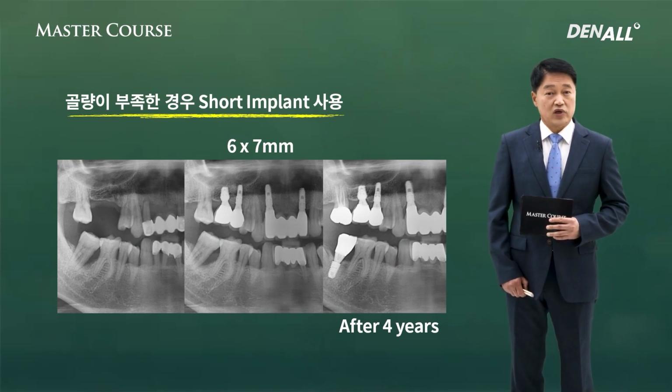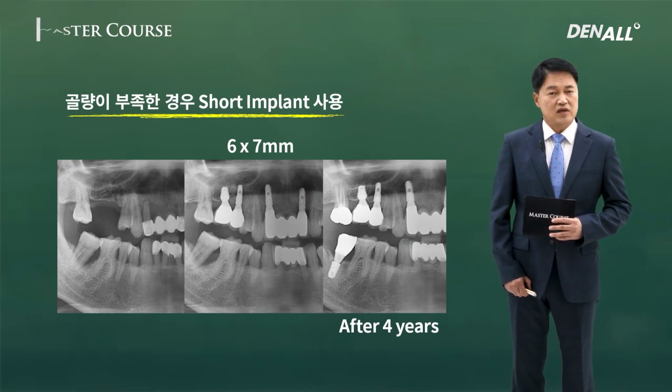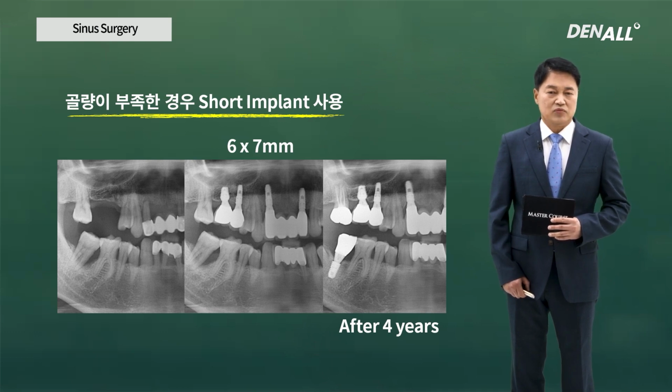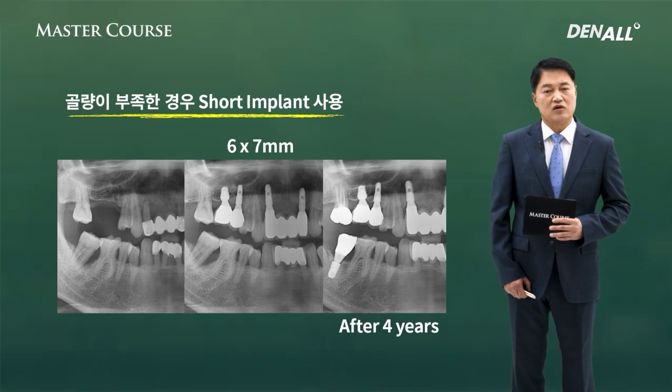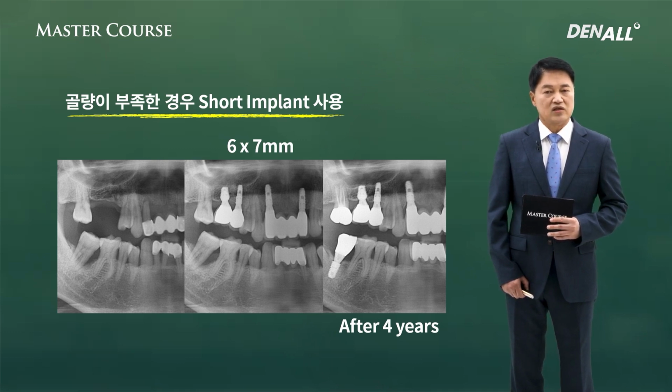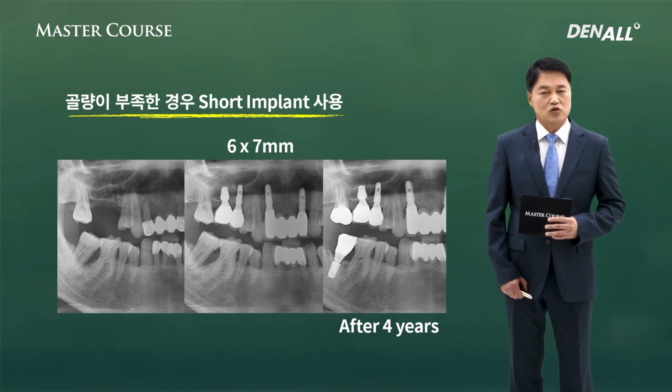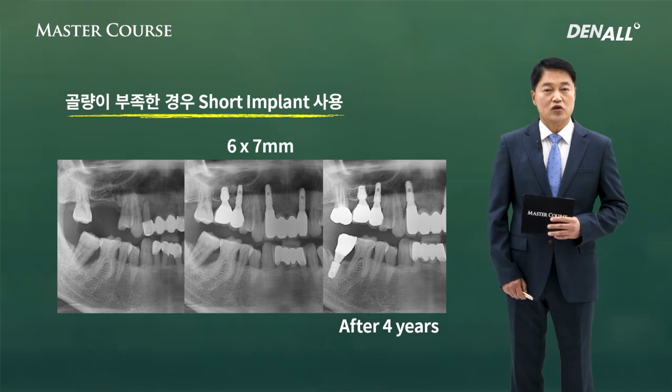Let's look at a case. In number 15 and 16, there was lack of bone for implant placement. The patient did not want sinus surgery, so I placed a short implant in number 16. I chose a large diameter implant, a 6 by 7 millimeter implant, and the patient had no issue with it. After 4 years at the checkup, it looks okay and stable.